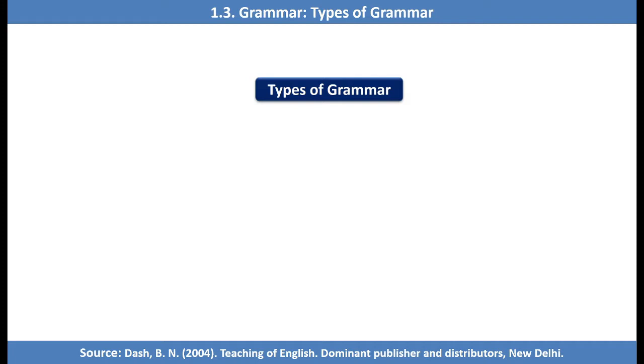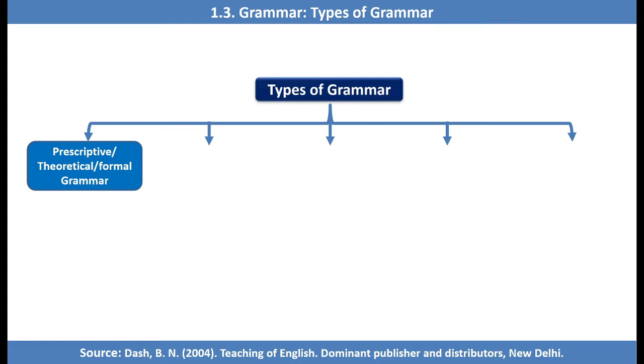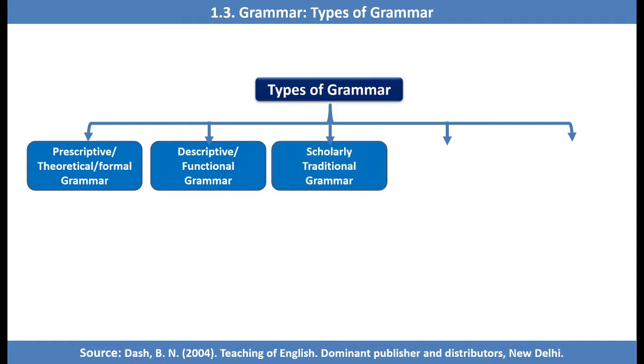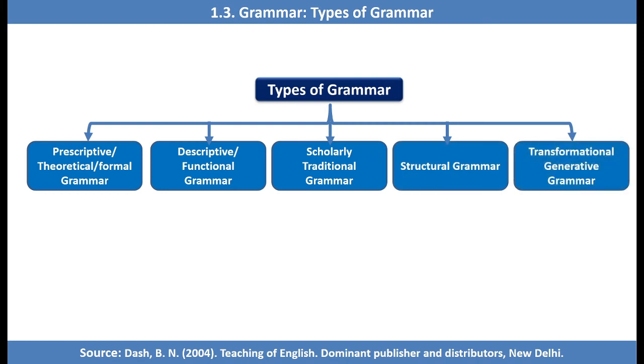Friends, there are 5 types of grammar. First one is prescriptive grammar. It is also called theoretical formal grammar. Second one is descriptive or functional grammar. Third one is scholarly traditional grammar. Then the fourth one is structural grammar, and the fifth one is transformational generative grammar. So let us see each type of grammar in detail.